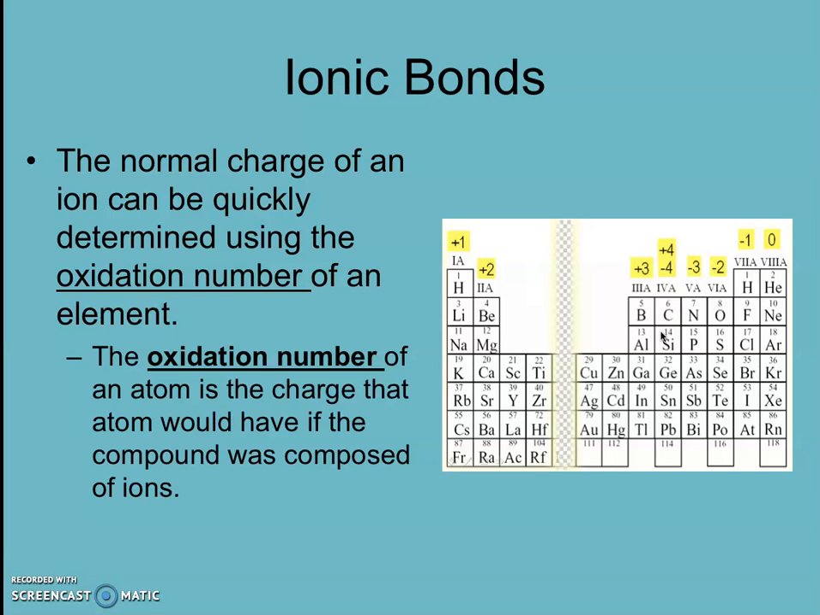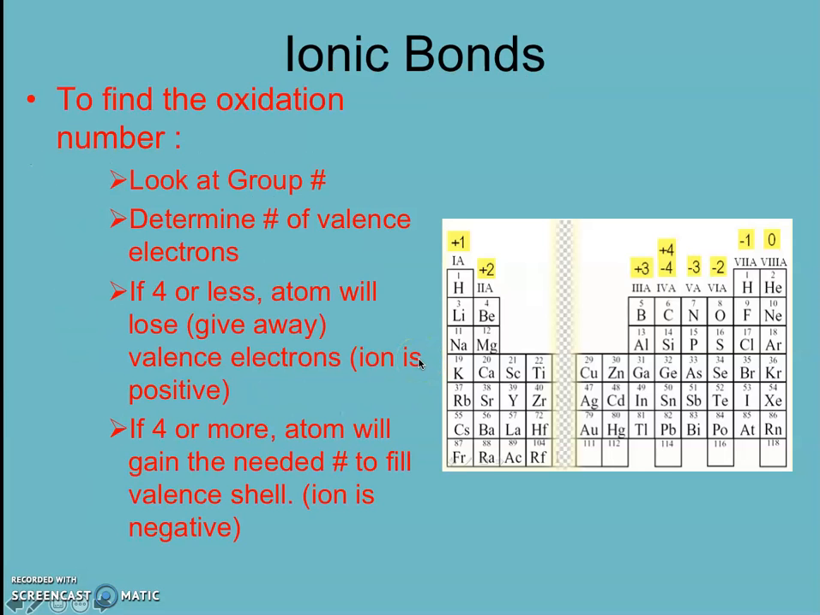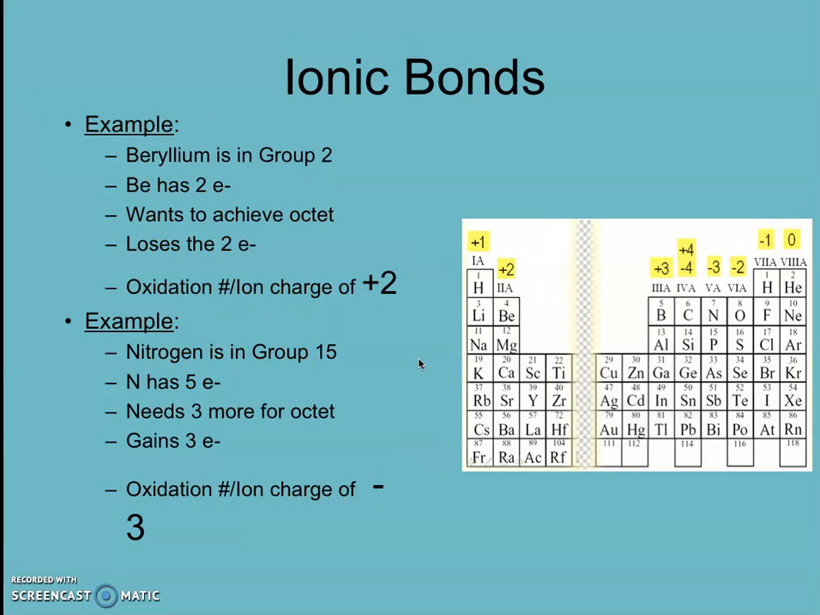So, ionic bonds, the normal charge of an ion can be quickly used to determine the oxidation number of an element. Oxidation number is basically just the charge an atom would have if it was an ion. So, to find your oxidation number, you're going to look at your group number. You're going to determine how many valence electrons you have. If you have 4 or less, it's going to lose the electron. If you have 4 or more, it's going to gain the electron.